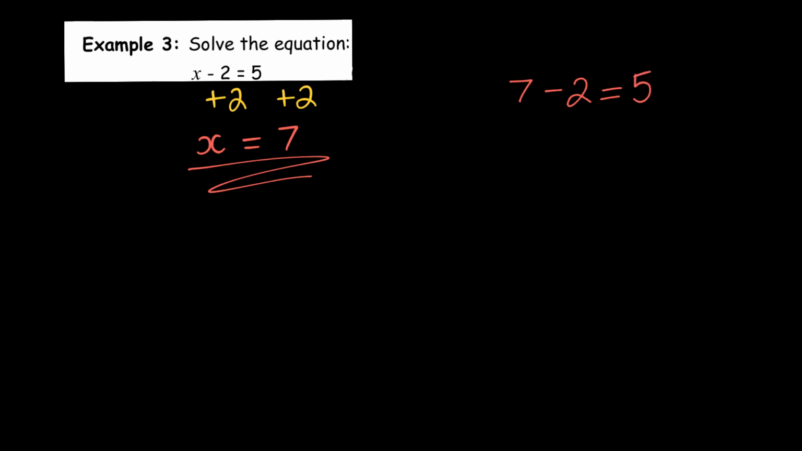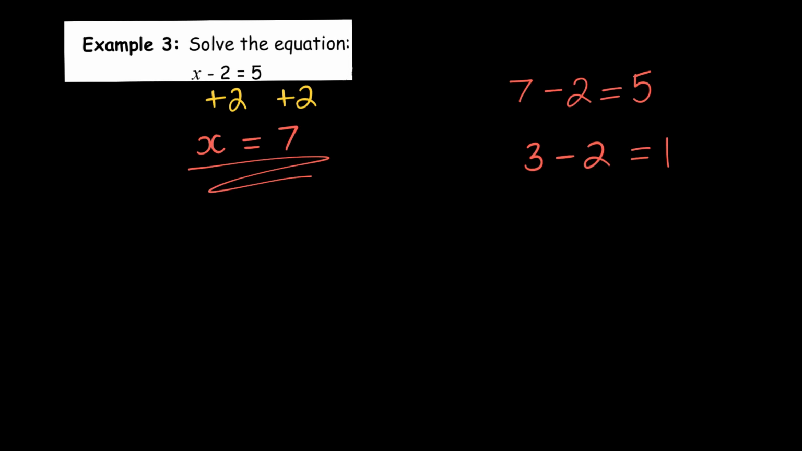If you're getting a wrong answer, if for example you ended up with x equals 3 because you'd taken away 2 instead, then you can go back and fix it, because you would be saying, well, 3 take away 2 is 1, which isn't your right-hand side. Your right-hand side is 5.